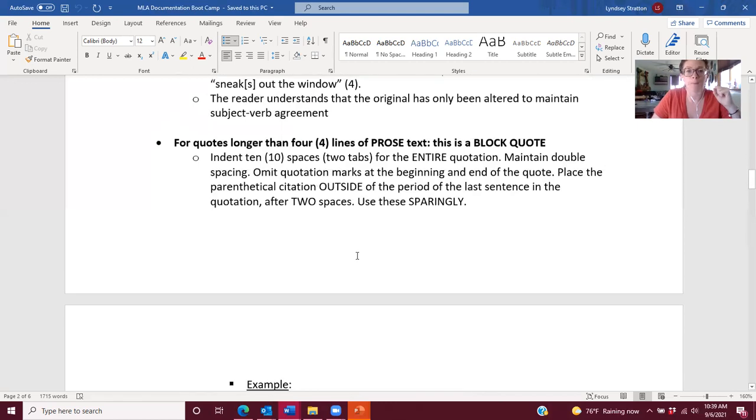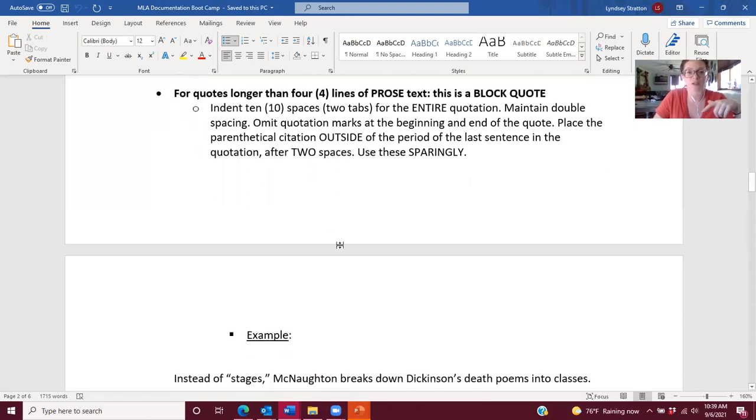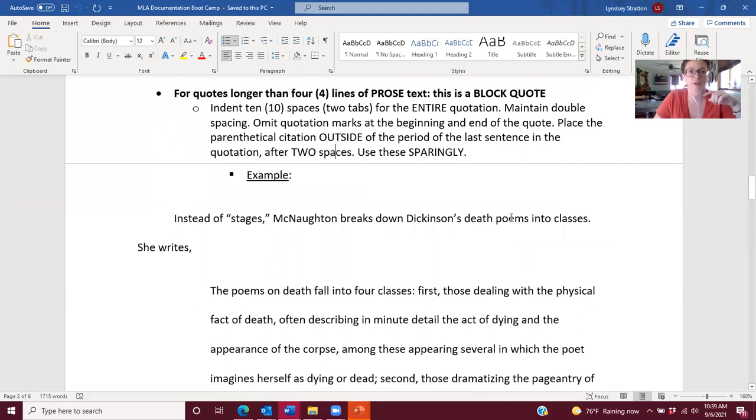Okay, the next thing, sorry that it's on two pages. Let's see if I can do that. There we go. For quotes that are longer than four typed lines of prose, and what I mean by that is four typed lines when you transfer it onto your Word document, not that it's more than four lines in the textbook that you're reading. It has to be more than four typed lines on your document itself. This is going to be considered a block quote.